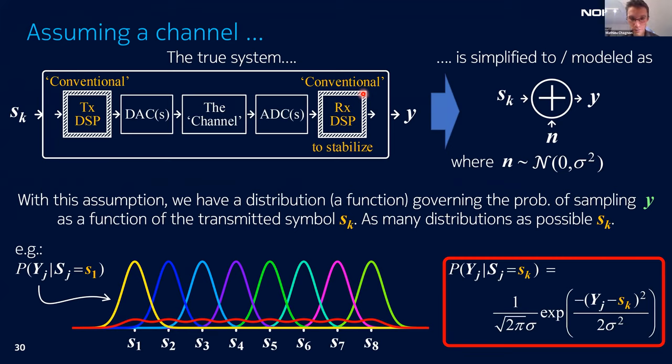And with that assumption, we now have a distribution, or specifically a function, governing the probability of sampling a certain value y as a function of the transmitted symbol. And we have as many distributions as there are possible transmitted symbols, right? At the bottom left of the screen, you have one example of what that symbolic function would be, given that I'm living in a world where the first symbol was transmitted. So now we have a value for that red box that we were missing, because of this simplified model.